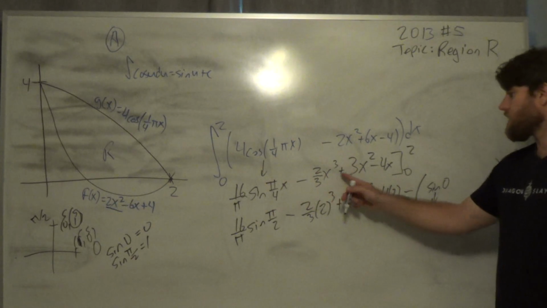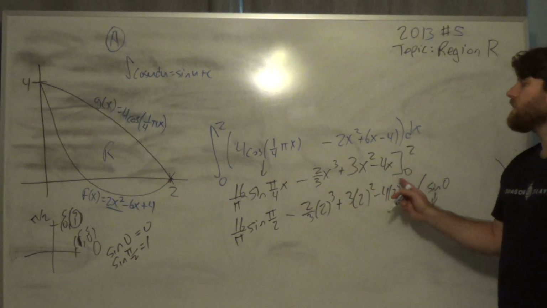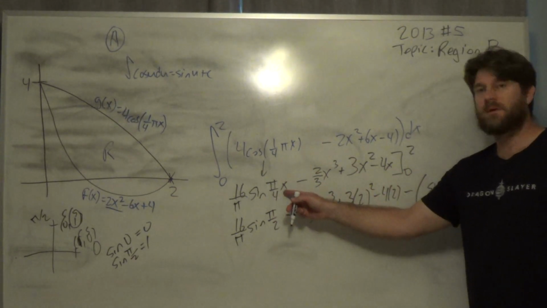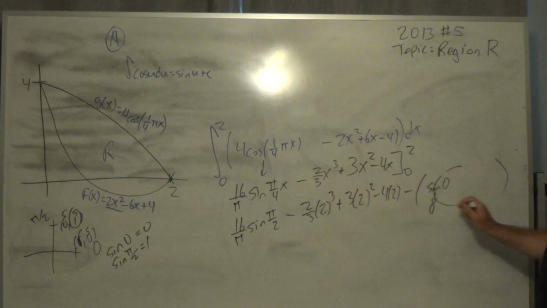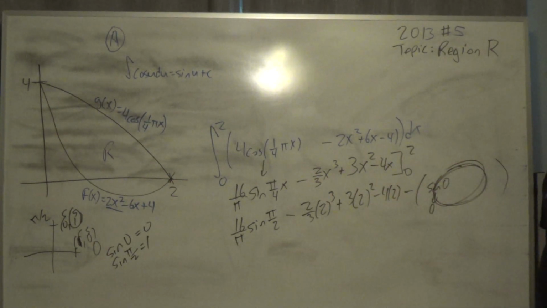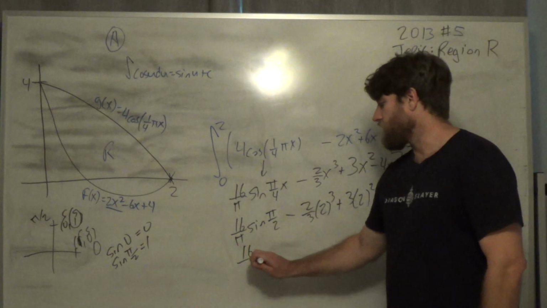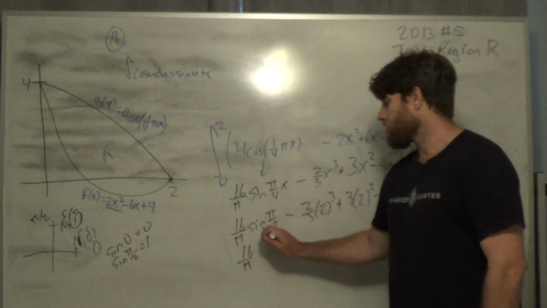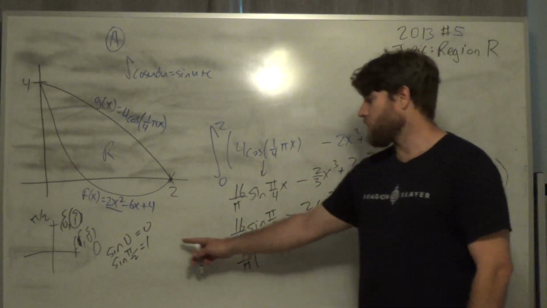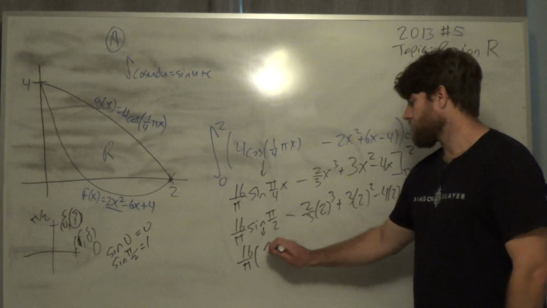I put a 0 here at 0, a 0 here at 0, a 0 here. Because sine of 0 is 0, that piece is 0, that piece is 0, that piece is 0. This is all just one big 0. All right, almost done. So this is 16 over pi. Sine of pi over 2, we already talked about, is 1.